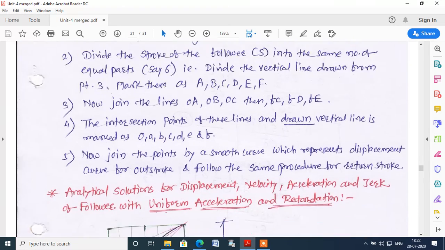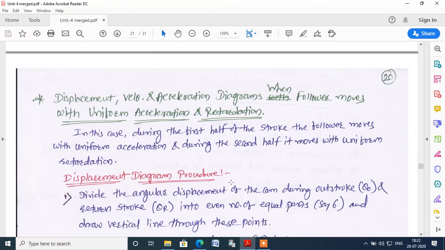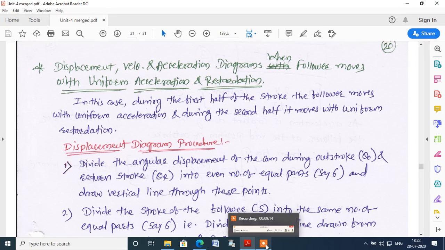Okay, now next we have to see the displacement, velocity, acceleration diagram when the follower moves with uniform acceleration and retardation motion. So the third motion is given, and we have to see this. So this we will see in the next class.